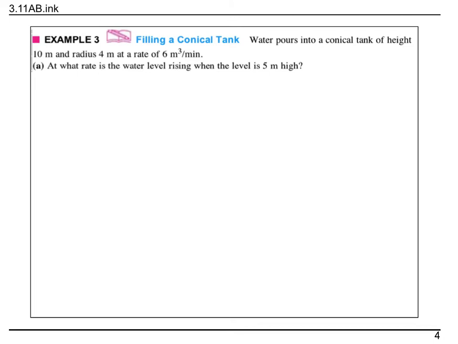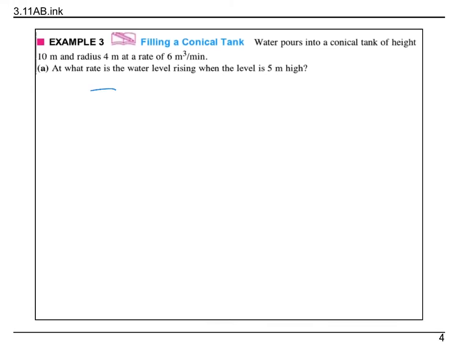So there we go again. The unit's telling us that it's a dV/dt, a volume rate. At what rate is the water level rising when the level is 5 meters high? So we want to find that dh/dt again. Okay, so let's get our cone.